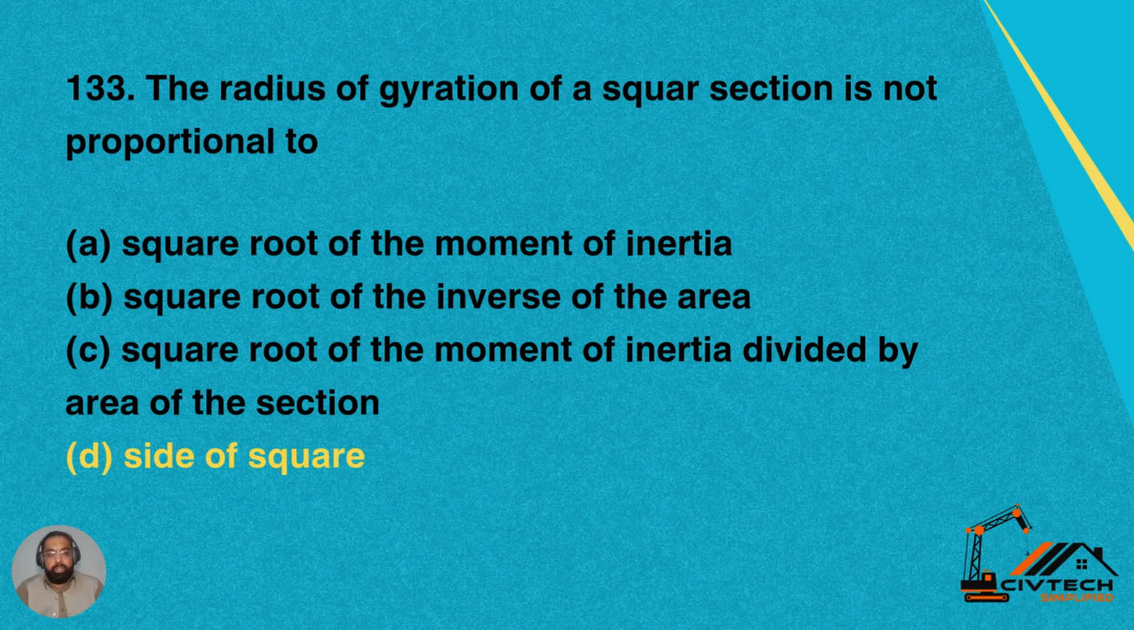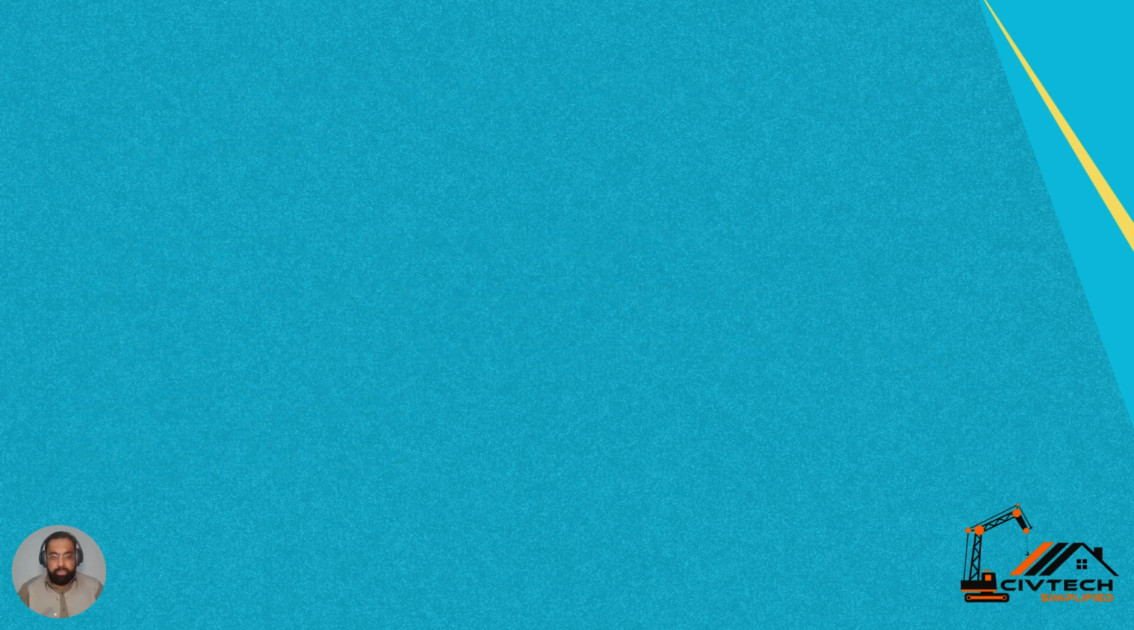133. The radius of gyration of a square section is not proportional to option A, square root of the moment of inertia, option B, square root of the inverse of the area, option C, square root of the moment of inertia divided by area of the section, and option D, side of the square. The radius of gyration of a square section is not proportional to side of square. D is the correct answer for this question.